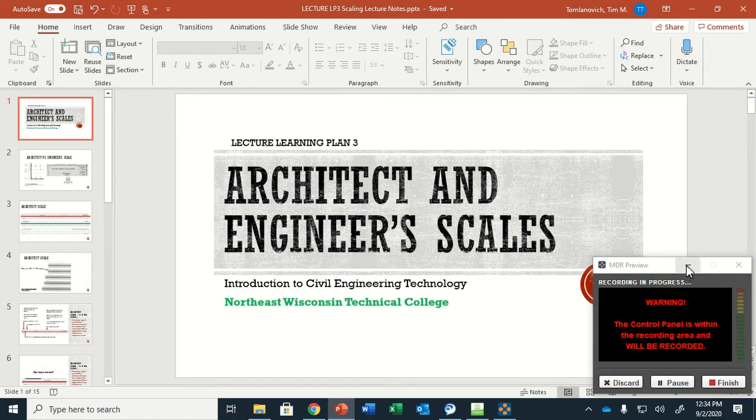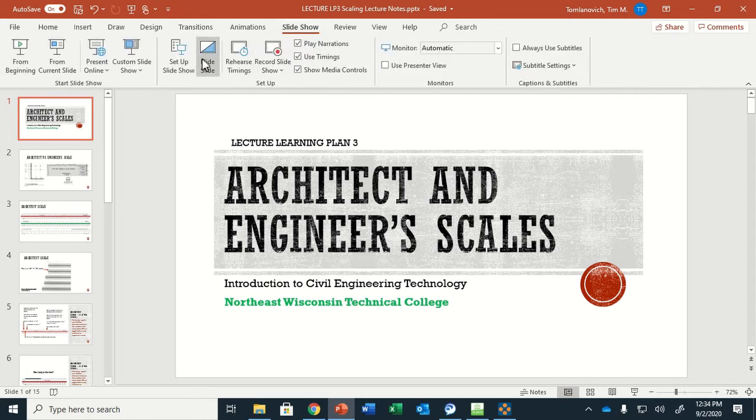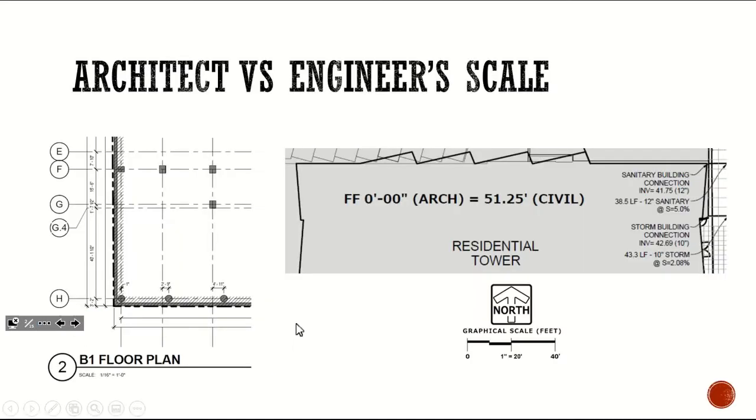So let's talk about scaling. Architect and engineer scale. Okay, so we have two different types because this is how we build and construct things. So let's go to the slideshow here and we'll do a brief introduction, and then we'll do some examples and then you'll be able to complete your assignment. All right, so architect versus engineering scale.